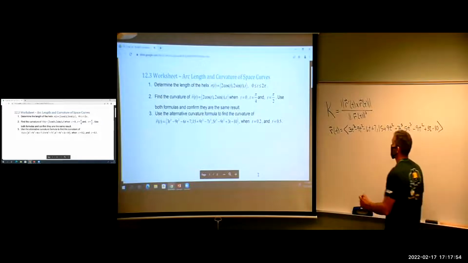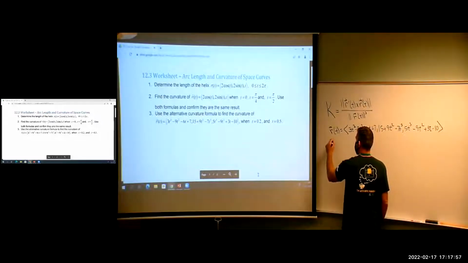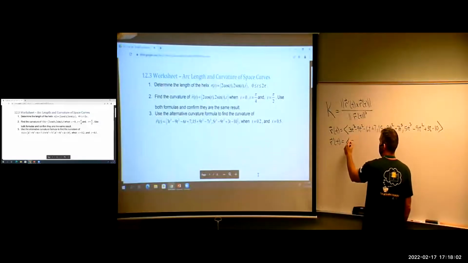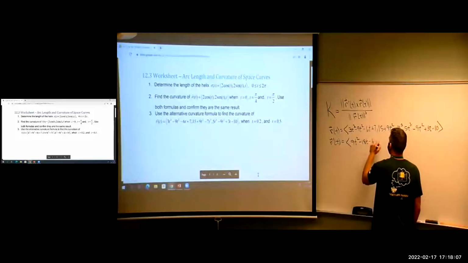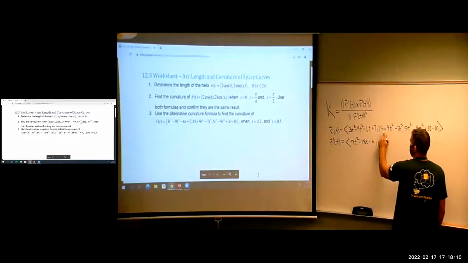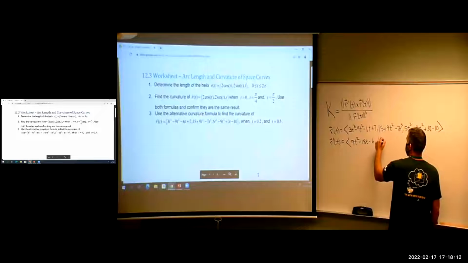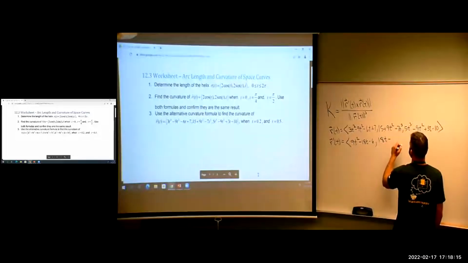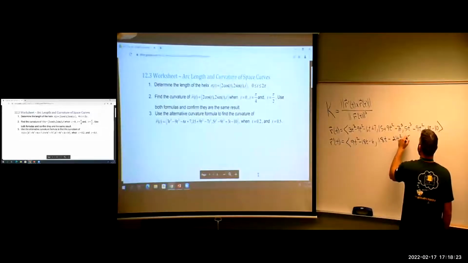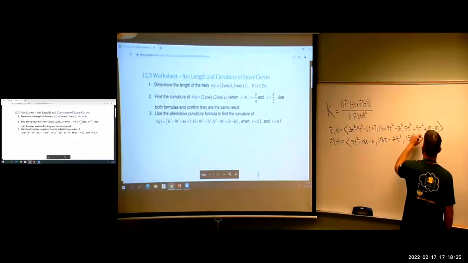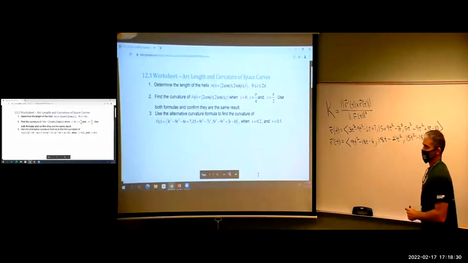The nice thing is these derivatives aren't bad at all. So what do we got? 9t squared minus 18t minus 6. 15 is going to go away. And then we got 18t minus, oh, that's a negative 17. I'm trying to read my own writing. Minus 21t squared. 15t squared minus 18t plus 3. And there's our r prime of t.